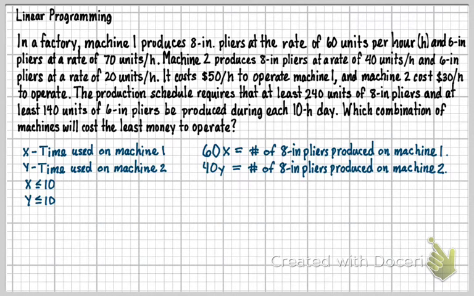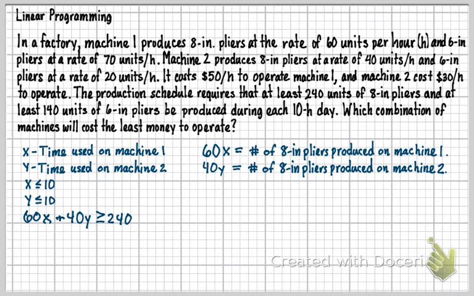Knowing those two pieces of information, it also says that the production schedule requires at least 240 units of 8-inch pliers. This is all of our 8-inch pliers that we're going to produce per day, and that has to be at least 240 units. So together, that has to be greater than or equal to 240. So we get this inequality: 60X plus 40Y is greater than or equal to 240.